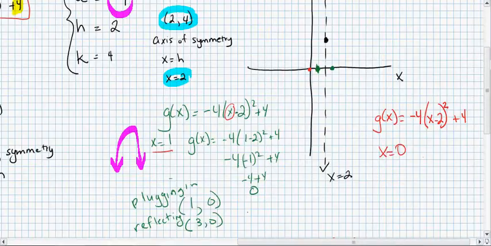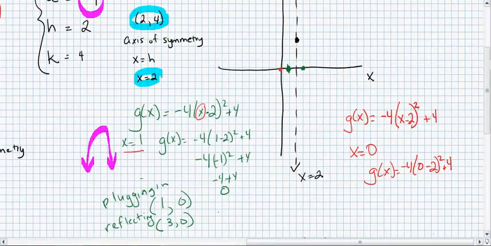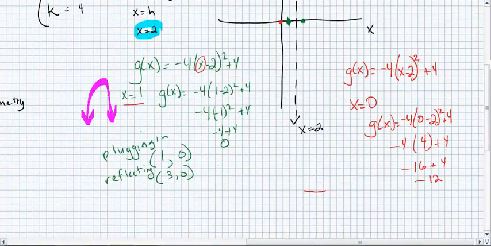So I'm going to plug 0 into this. g of x equals negative 4 times 0 minus 2 squared plus 4. And I've got some arithmetic to do. 0 minus 2 is negative 2. Negative 2 squared is 4. Negative 4 times 4 is negative 16. And negative 16 plus 4 is negative 12. So I've got another point I can graph. When x is 0, g of x is negative 12.